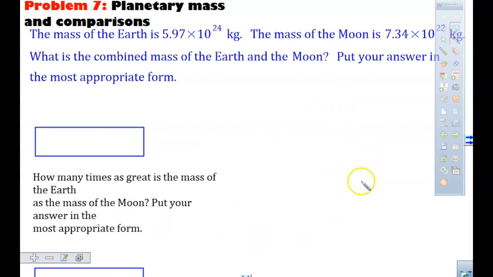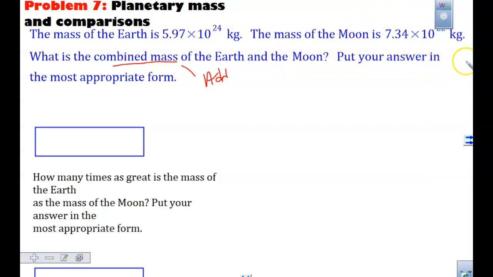So this next one, Jordan, would you please read? The mass of the Earth is 5.97 times 10 to the 24 kilograms. Mass of the Moon is 7.34 times 10 to the 22nd kilograms. What is the combined mass of the Earth and the Moon? Put your answer in the most appropriate form. So if we're looking at combined mass, we would think we should add. They are not to the same power, right? So we got to change the 10 to the 22nd to be the same one.